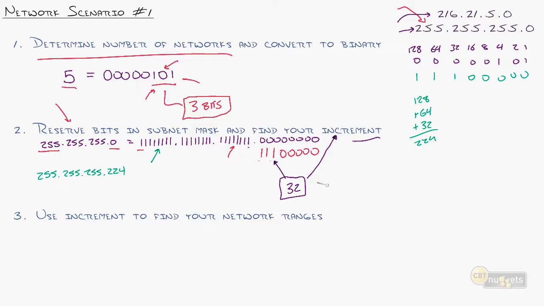Oh, okay, so it's still another one of those right answer things, like I got the subnet mask, I got the increment, I have no idea what it means yet. Well, the last step is to use that increment to find your network ranges. Okay, this is where it all gets put together. 32 is our increment. This is what we were given, and we can start using that increment to find out how many IP addresses I get per network. The way I do that is simple math.